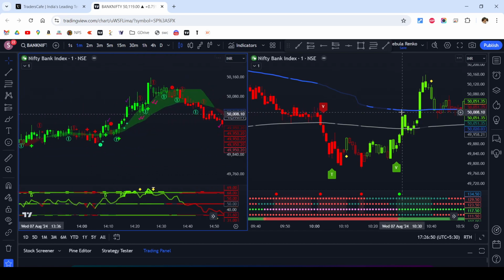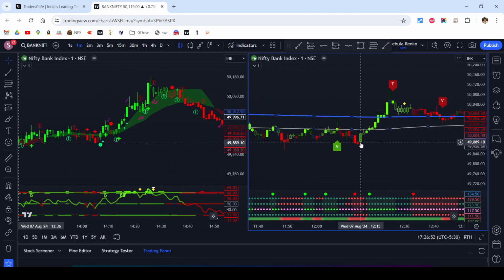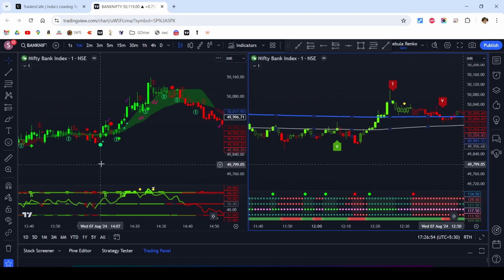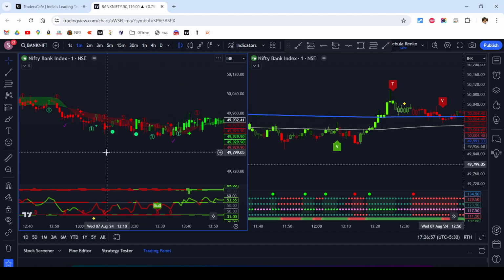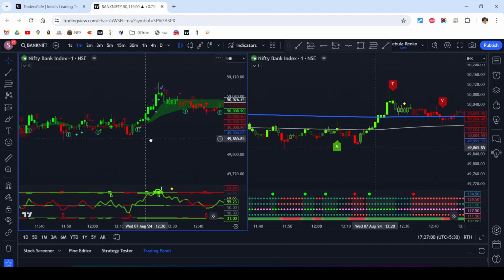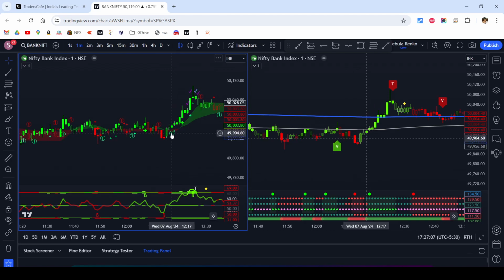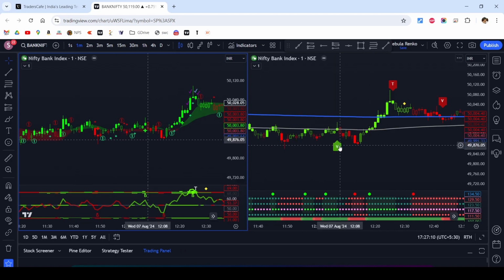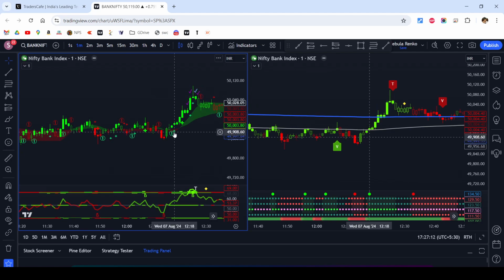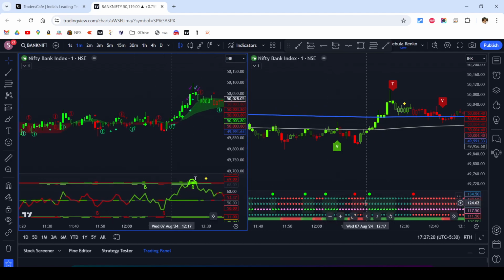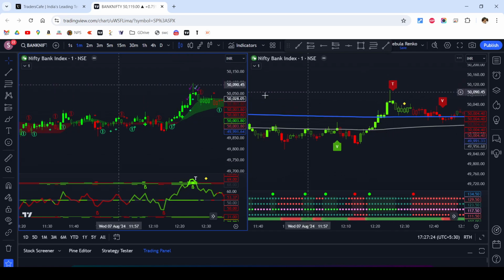Let's look at one more example towards the end, somewhere around 12:07. At 12:07, you have the first green printed, you have an early reversal here, you have a buy, addition, addition, addition. The oscillator is telling go big on the upside. Here the oscillators, everything turned green.